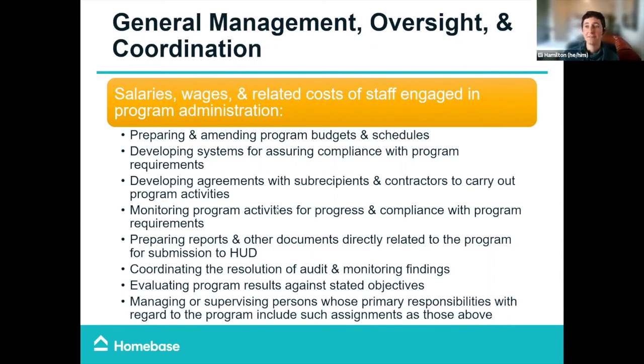But there's this general management, oversight and coordination category under administrative costs. It sounds very general, it sounds very general admin costy. But as you'll see, if you read through this list, it's a specific set of things that relate to meeting the requirements of this grant.